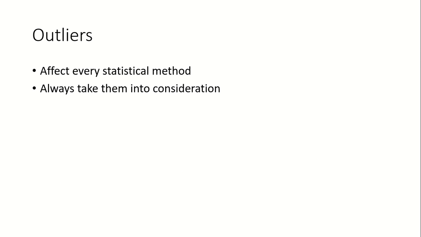Next, I'll talk about outliers. They affect every statistical method, and you always need to take them into consideration. We can mitigate their effects by looking at the median instead of mean when looking at center, but they do really affect every aspect of the data somehow, so always take them into consideration.